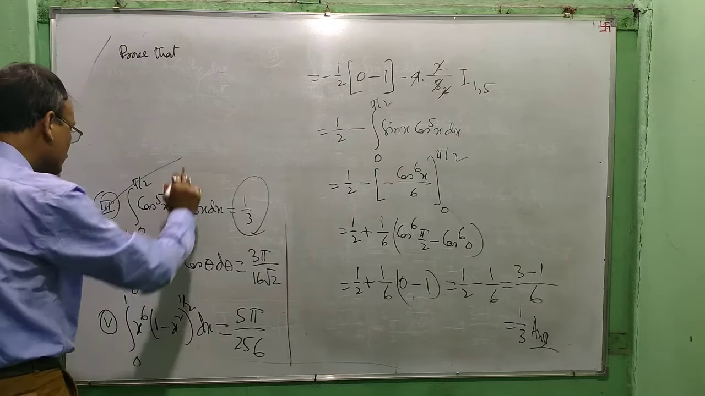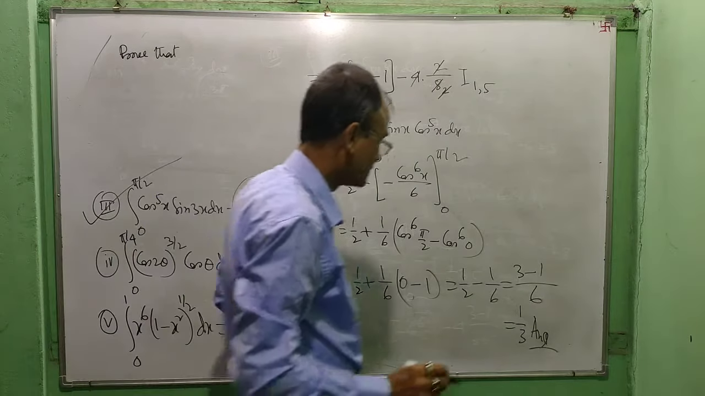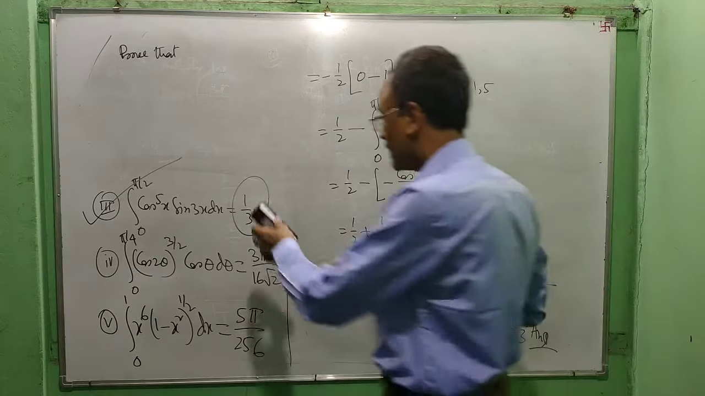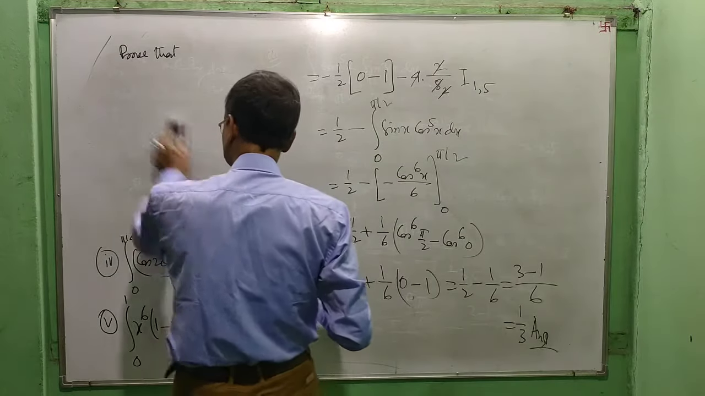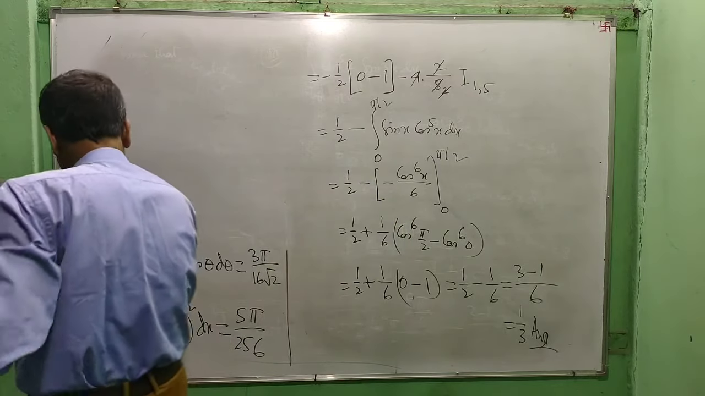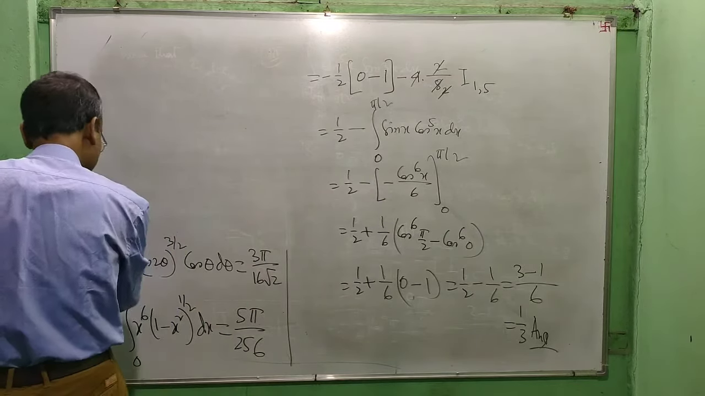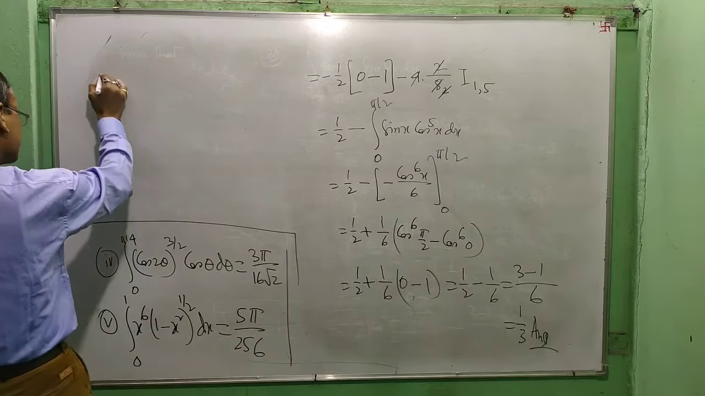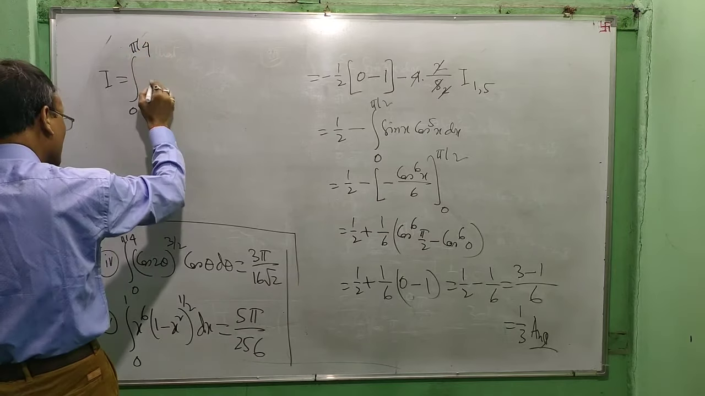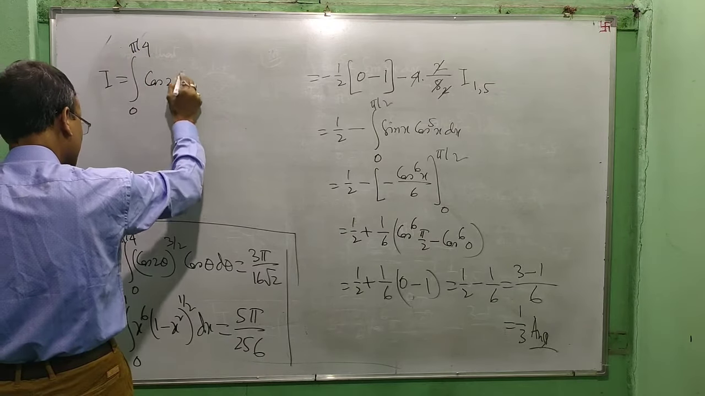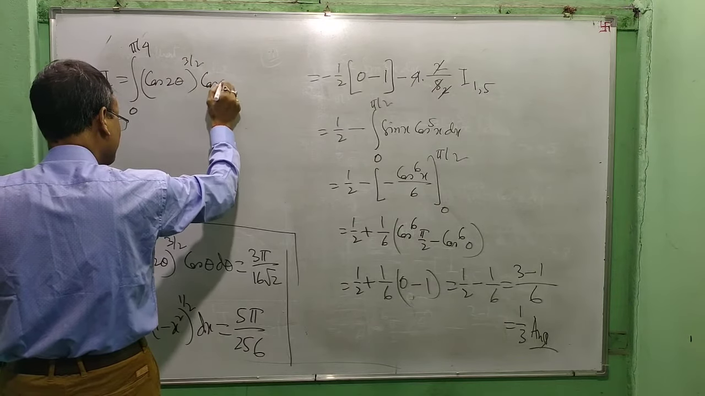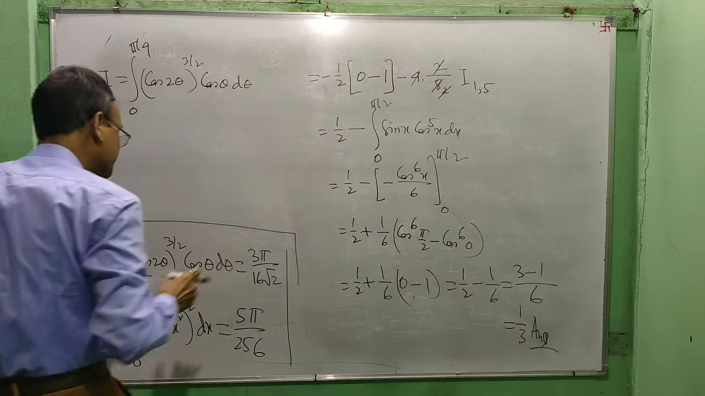This problem also has been solved. 1 by 3. Now, see number 4. What is number 4? The integral from 0 to pi by 4, not pi by 2, it is pi by 4, of cos twice theta whole to the power 3 by 2, cos theta d theta.